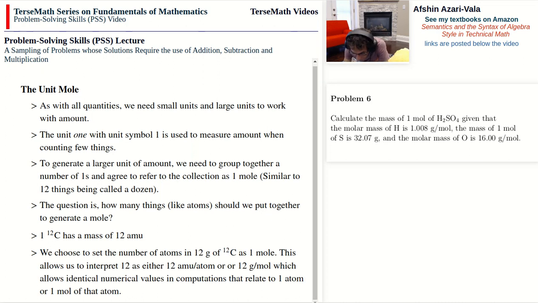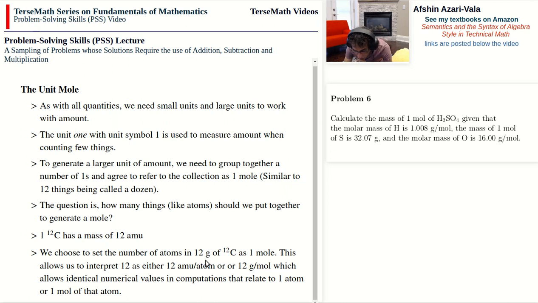Now, what we decide to do is to take 12 grams of carbon-12 and call the number of entities in 12 grams of it 1 mole. The reason for picking 12 grams is because it matches 12 AMU. The numerical parts are the same. And so if we call the number of atoms in 12 grams of carbon-12 as 1 mole, then we can say that the mass of 1 carbon atom is 12 AMU, and we can say the mass of 1 mole of carbon atoms is 12 grams.